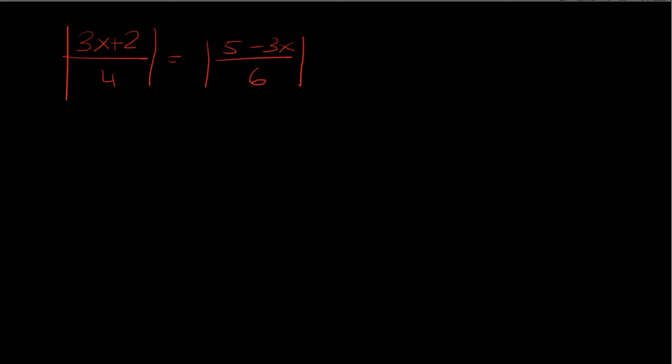Let's start with our first example. We have the absolute value of (3x plus 2)/4 equals the absolute value of (5 minus 3x)/6. So the first thing to do here is to notice that the absolute value for the first one, the (3x plus 2)/4, looks something like this.